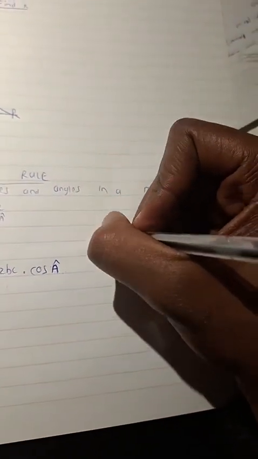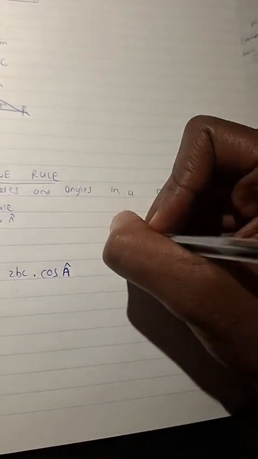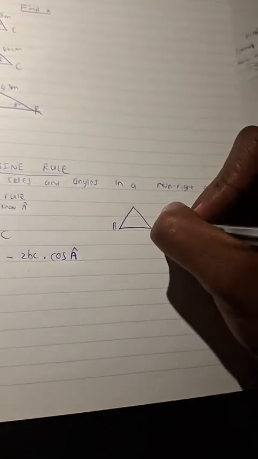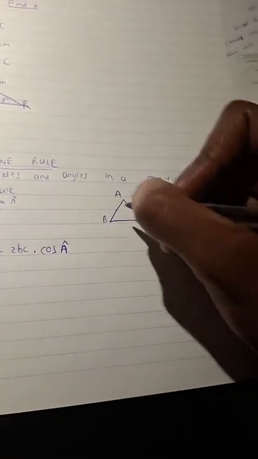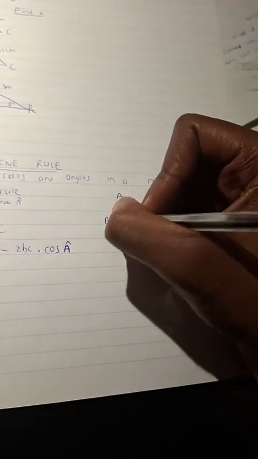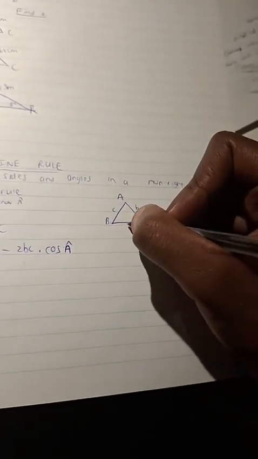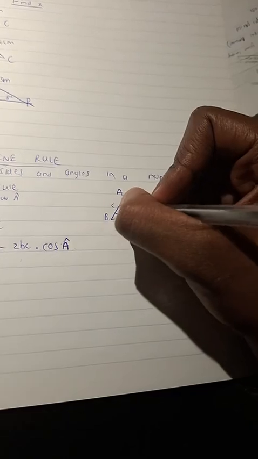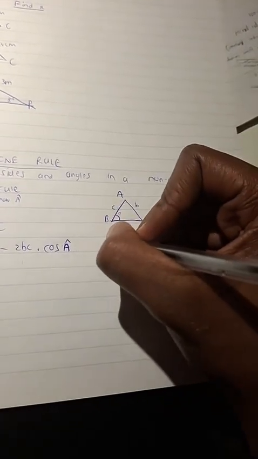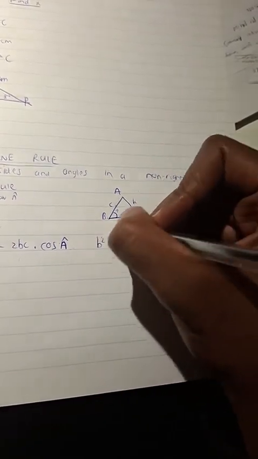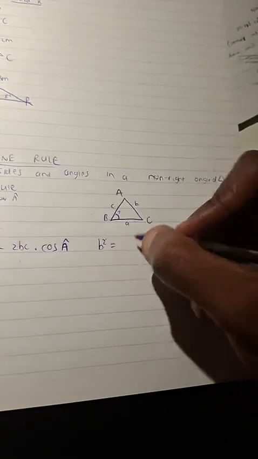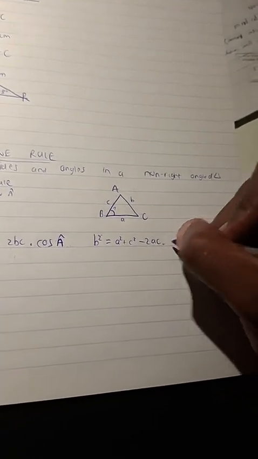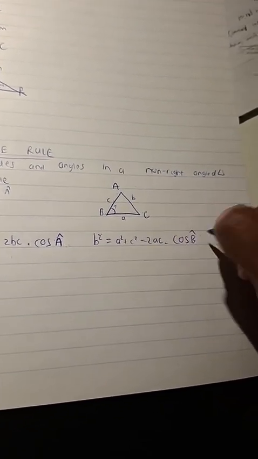What if we have the same triangle, but this time round, B is the one that's unknown? Then the formula changes as well. Opposite angle C, we have a small letter c. Opposite angle B, you have small letter b. And opposite angle A, we have small letter a. So if B is unknown, then we say small letter b squared is equal to a squared plus c squared minus 2ac cos of angle B.